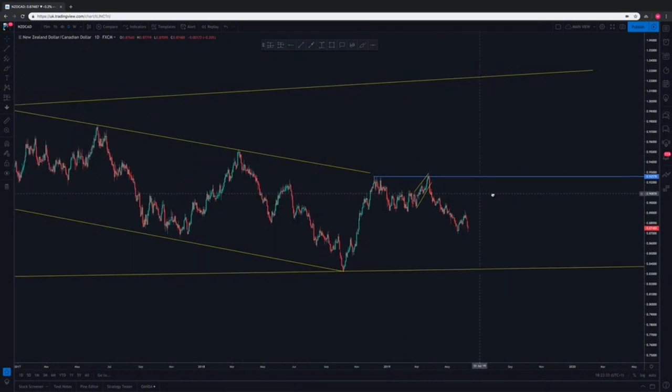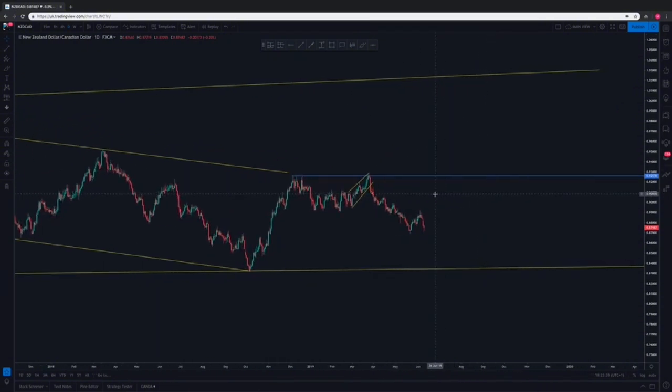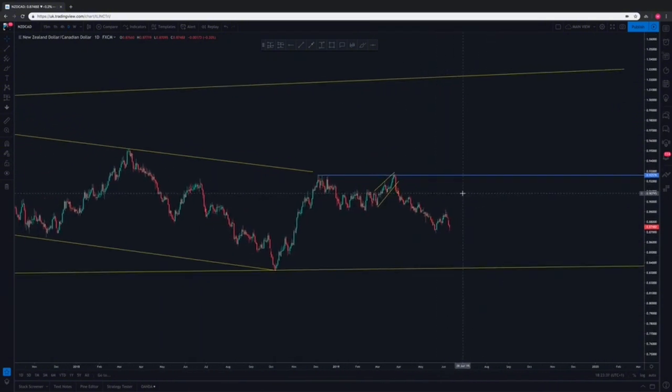But the key lesson is: is it in line? That's the question you want to ask yourself. Is it in line with the high time frame structure? So I hope that helps. Let's take a look at the next example.